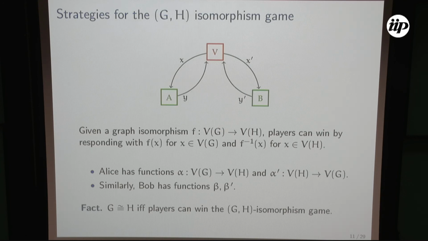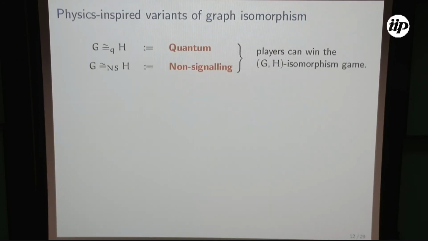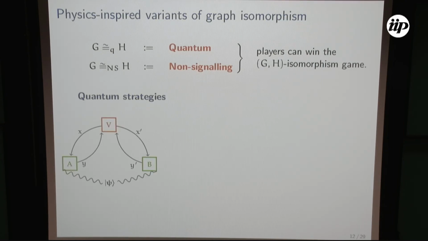And now what we can do is define quantum isomorphism or non-signaling isomorphism as the existence of a winning strategy in the corresponding class of strategies. We would say that graphs are quantum isomorphic if there exists some quantum strategy that lets Alice and Bob win irrespective of the vertices received, and the same for non-signaling. Of course the game remains the same; all that changes is what strategies Alice and Bob have access to.